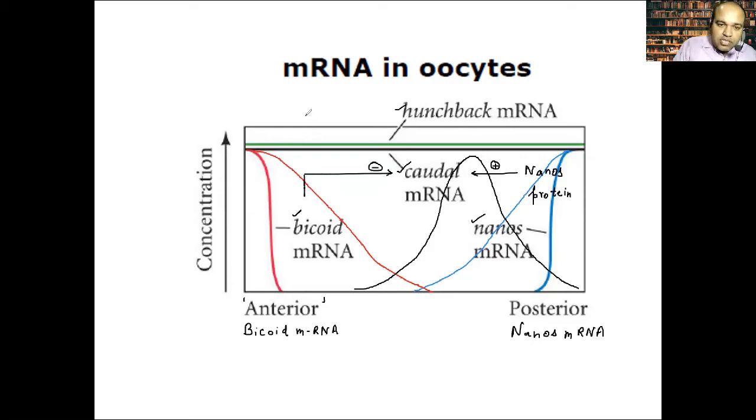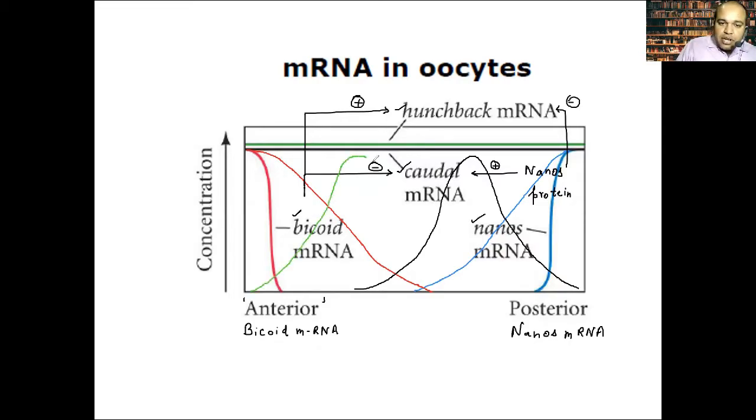But bicoid is the positive modulator of a protein called hunchback. It is a positive modulator of hunchback, and nanos is a negative modulator of hunchback. What is nanos? Nanos is a negative modulator of hunchback. That means where hunchback is going to be expressed, it is going to be expressed towards bicoid.